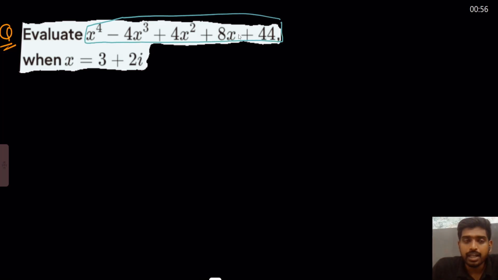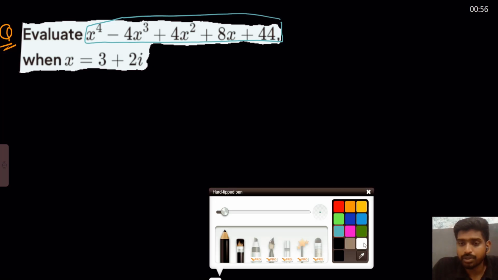The expression is x power 4 minus 4x cube plus 4x square plus 8x plus 44. And they have given the x value as 3 plus 2i. Now don't put the x value in directly. If you put the x value directly, first you have to find x square, then x cube, then x power 4. That is a very lengthy method, right? So there is a trick to solve this question.